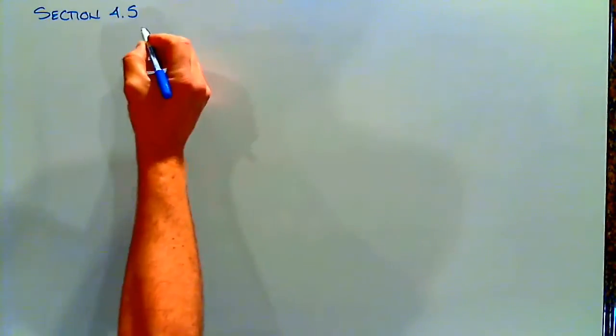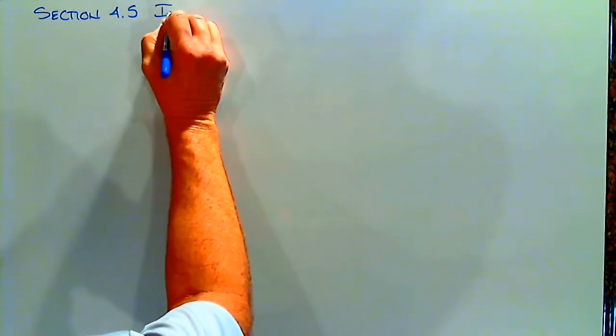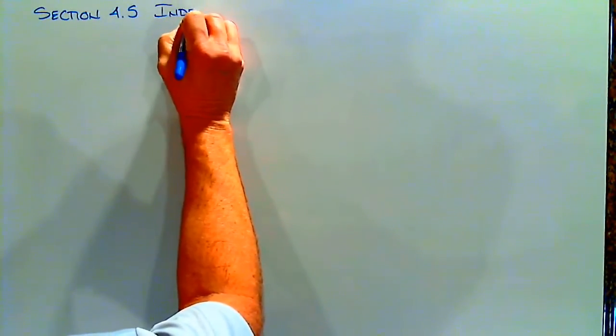We covered limits back in chapter 2, but now we're going to discuss a more robust way of determining the value of a limit. We're going to bring into play a rule that was developed back in the 1700s, and that rule is going to allow us to find limits using derivatives. That's why we haven't talked about this in the past. So section 4.5 is about indeterminate forms.